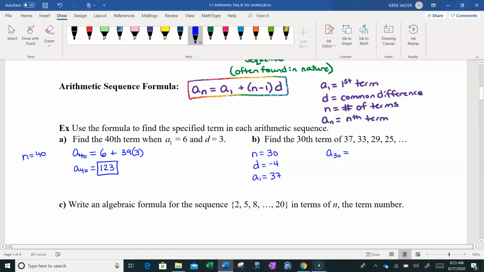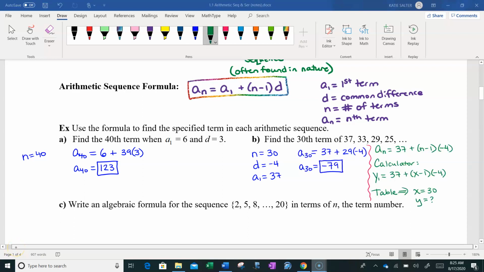So we're going to pop that into our formula. So a sub 30 equals a sub 1, which is 37, plus n minus 1. So if n is 30, we're going to add that common difference 29 more times because we're already at the first term. So to get the 30th term, we'd have to subtract 4 twenty-nine times, times that common difference. And then we just put that together. So a sub 30 is equal to negative 79.